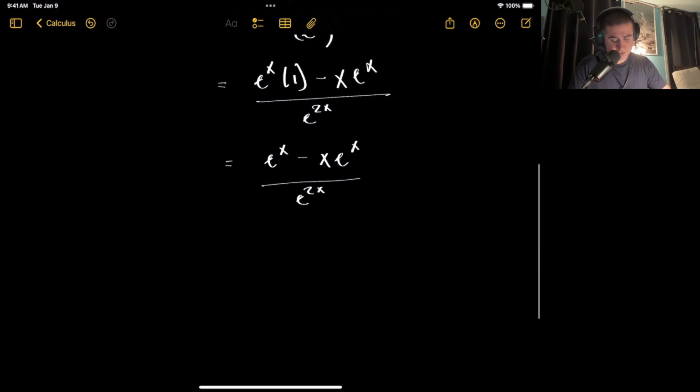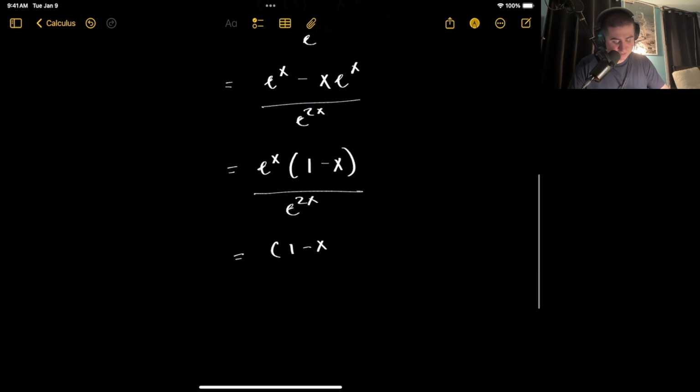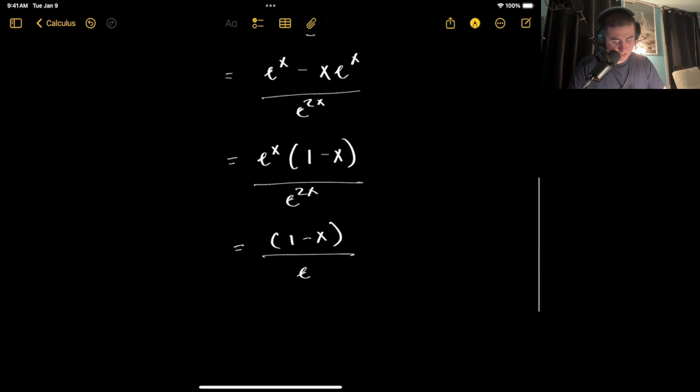Now we can simplify it a little bit further. We can factor out an e to the x and be left with 1 minus x inside the parentheses, and e to the power of 2x at the bottom. One of these will cancel out, the one in the numerator. So we are left with 1 minus x over e to the power of x. And this, ladies and gentlemen, is our final answer.